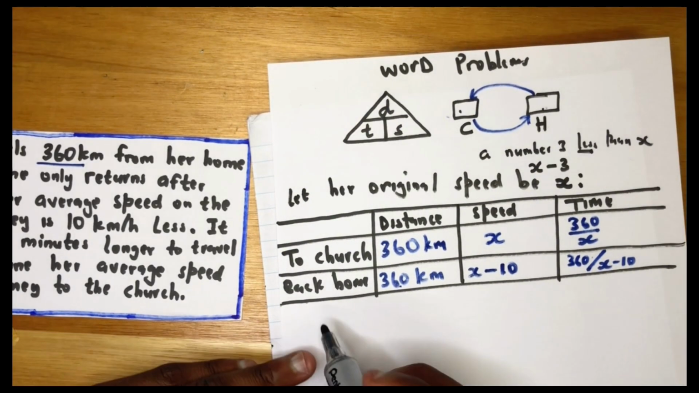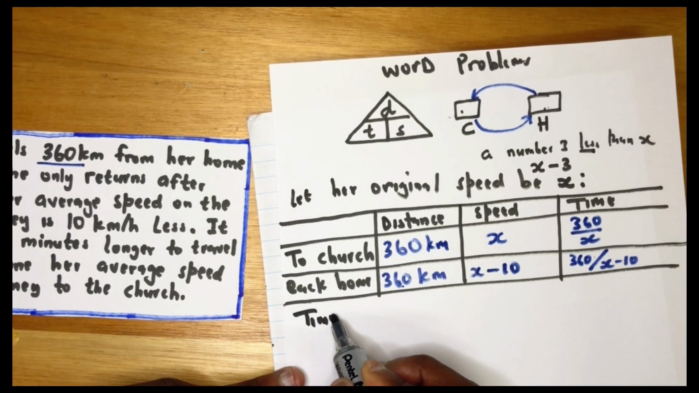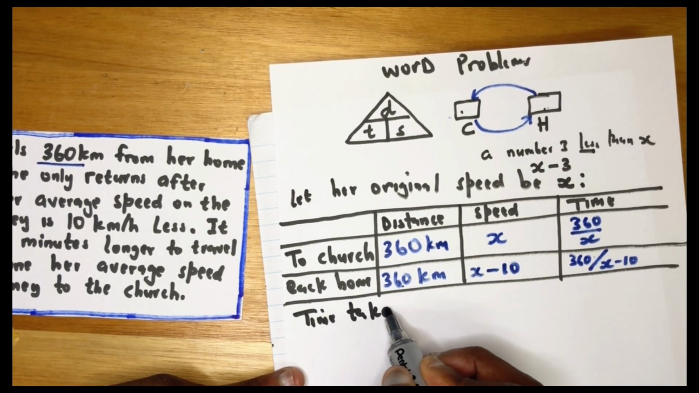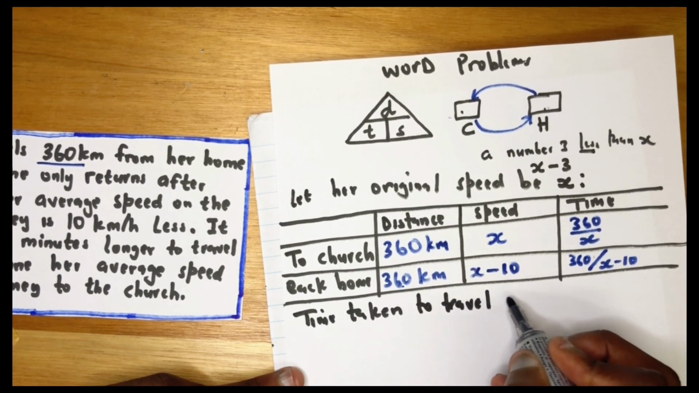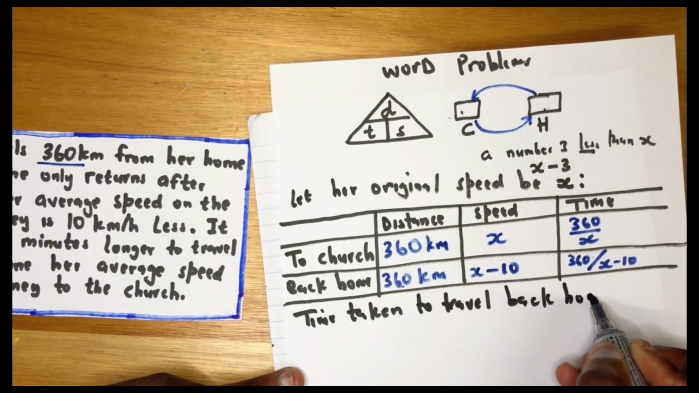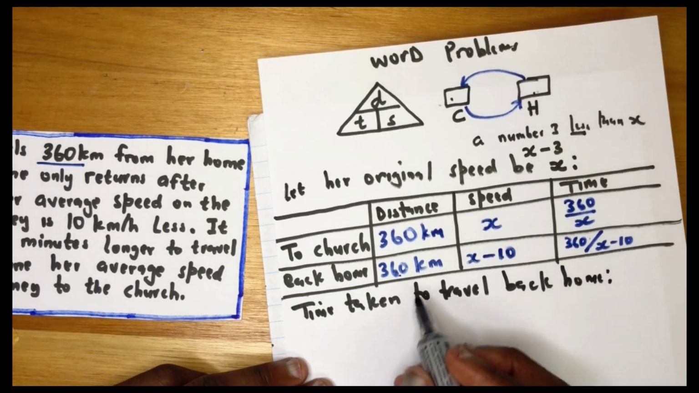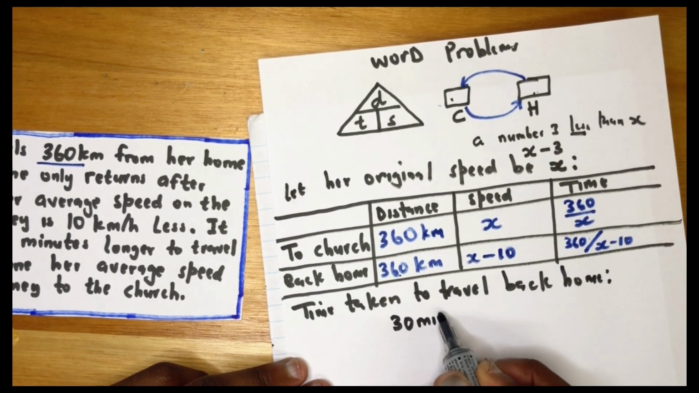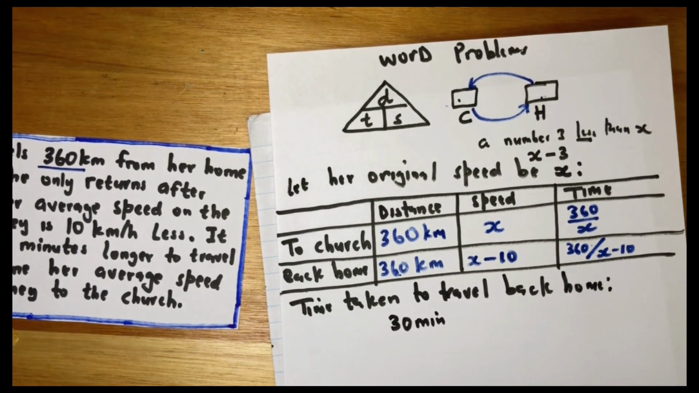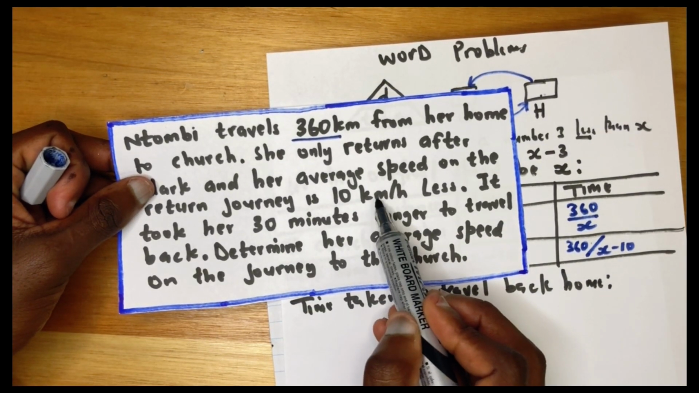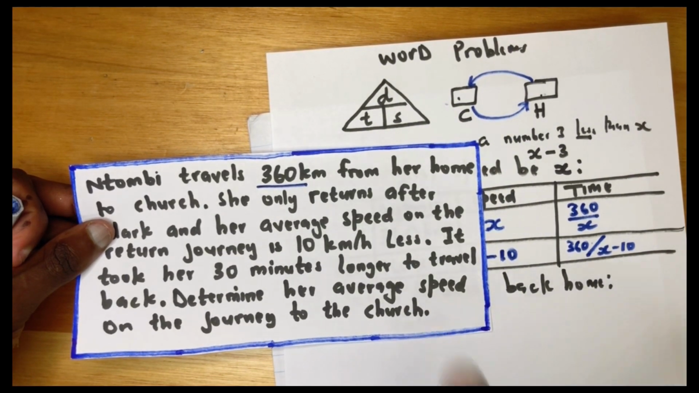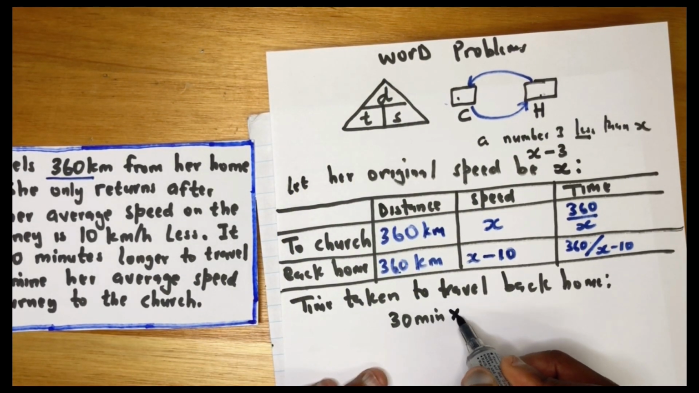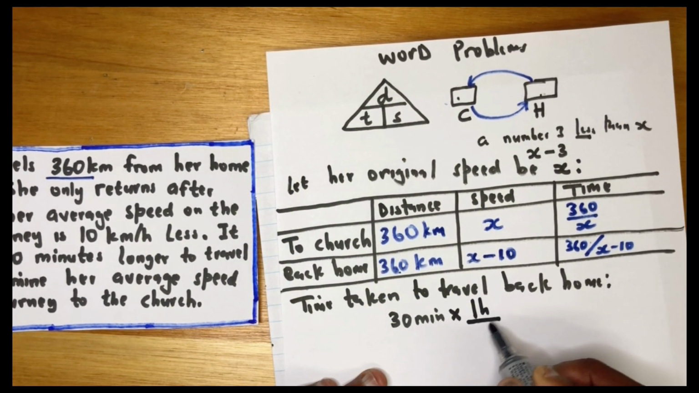So what I'm going to do here, guys, I'm going to tell the marker that time taken to travel back home. Let's see what we have. We know that, guys, we have 30 minutes here. I have to convert this 30 minutes to hours. Why? Because we're given that the speed is measured in kilometers per hour. So if it was saying kilometers per second, I was going to convert the minutes to seconds. So then we multiply by 1 hour over 60 minutes.